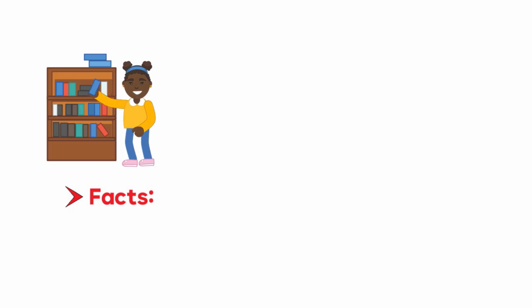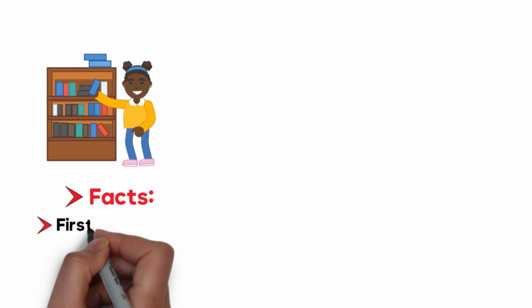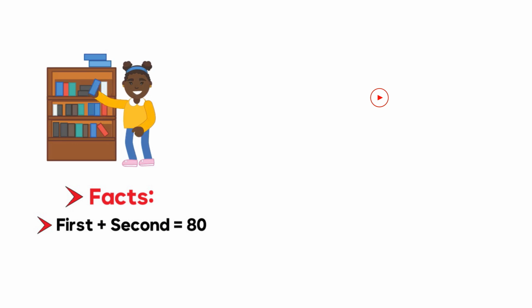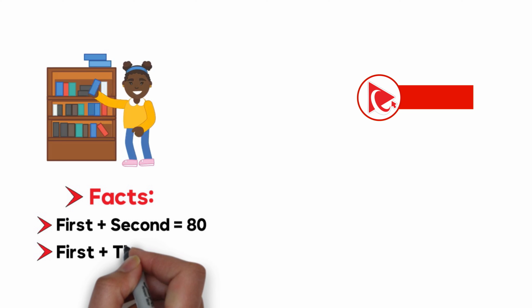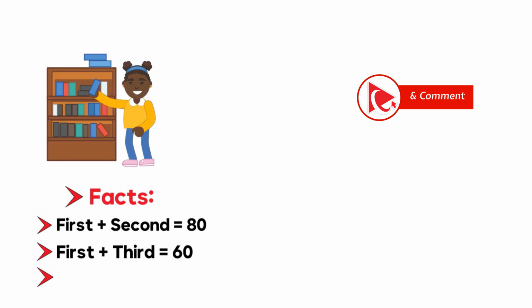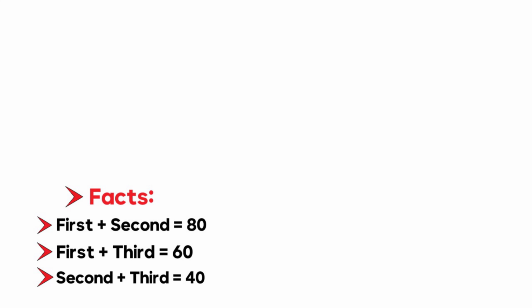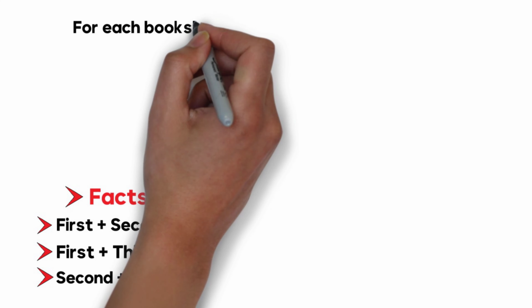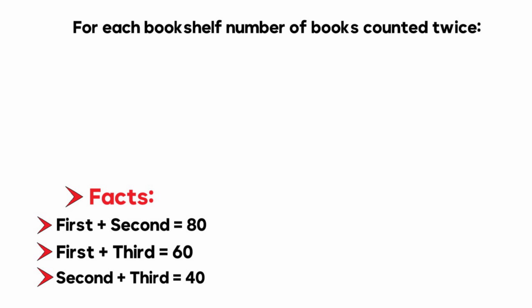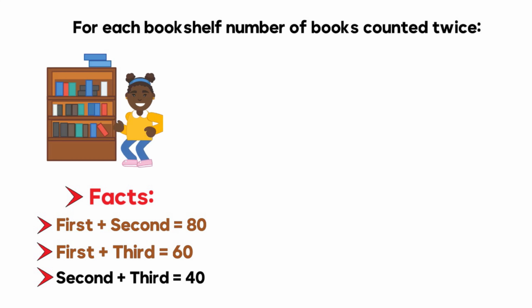And the facts are that on the first and second bookshelves, we have 80 books. On the first and third bookshelves, we have 60. On the second and third, we have 40. And what's interesting about this is that each bookshelf is presented here twice. First is twice, second is twice, and then the third bookshelf also appears in these calculations twice.